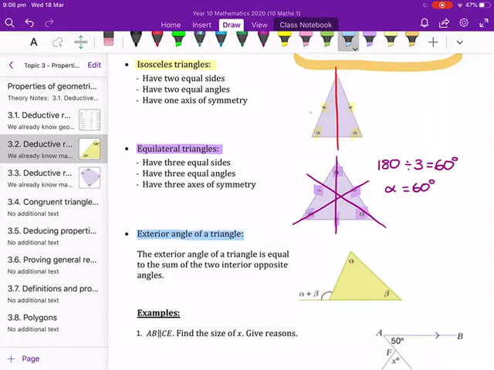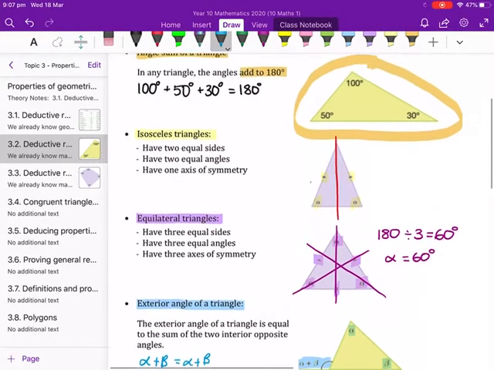Moving on, we have the exterior angle of a triangle and the properties we know about the exterior angle of a triangle. The exterior angle of the triangle is equal to the sum of the two interior opposite angles. So that means that this angle here, our exterior angle, is equal to alpha and beta. So alpha plus beta, which is our outside angle, is equal to alpha plus beta.